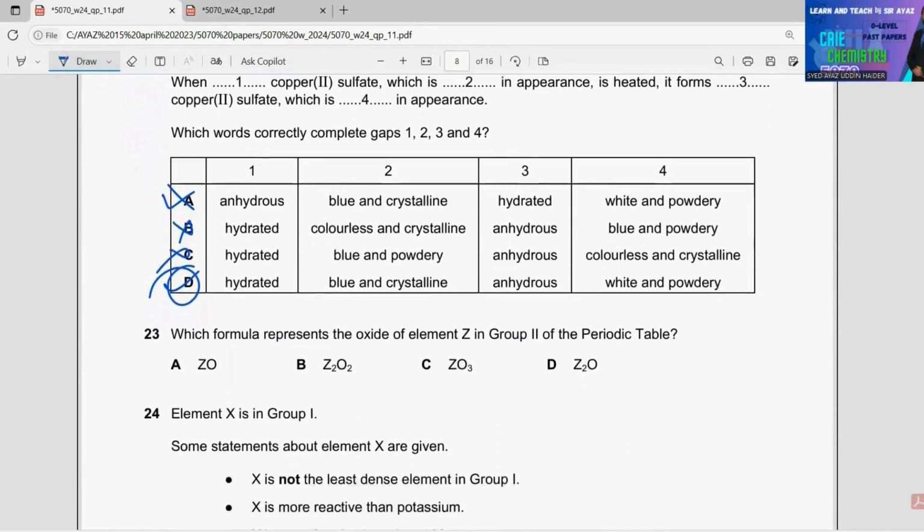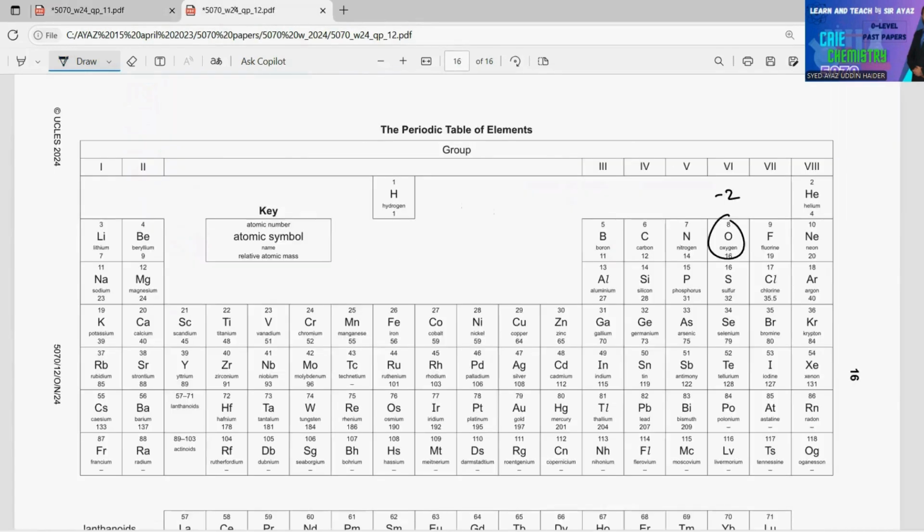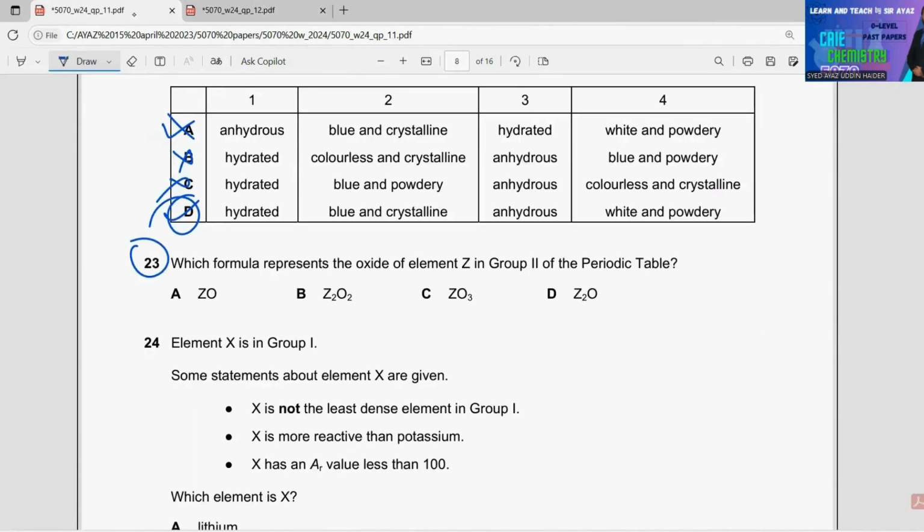Moving to the next MCQ, which is 23. Which formula represents the oxide of element Z in group 2 of the periodic table? Group 2 carries +2 as its valency. Oxide means it's reacting with oxygen. So if I consider Z as group 2, it will carry a +2 charge. Oxygen is in group 6, -2. Ignoring the charges, 2, 2. Simplify these numbers and swap them. What you will get is ZO. So A must be the right answer in this case.